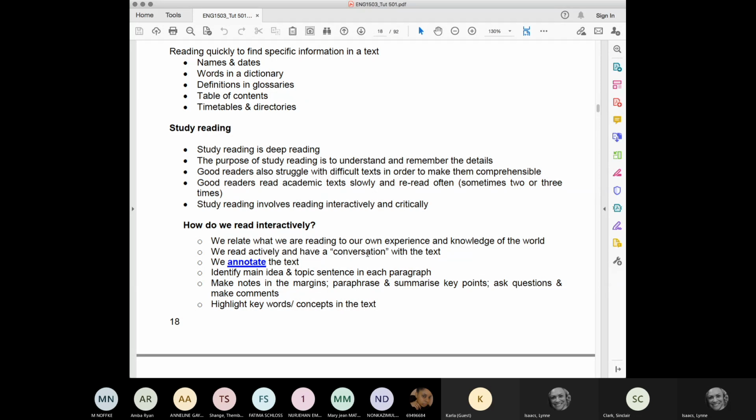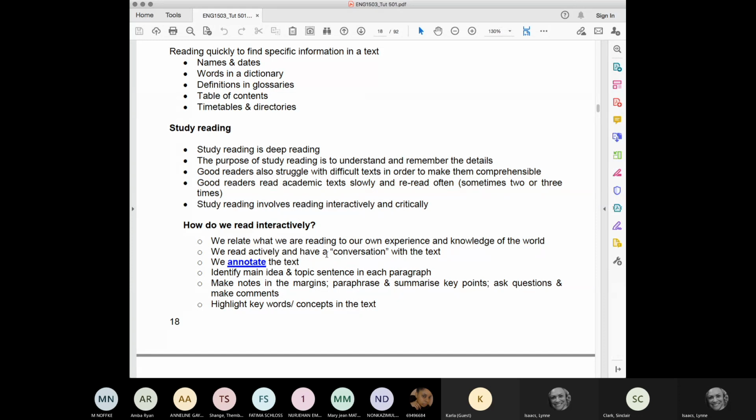Those are the kinds of things that will happen in your mind when you read interactively. Reading is an activity that puts many of us to sleep. Yes, I agree. But when we read actively, we will no longer fall asleep, because the first thing you need to do is have pen and paper with you and make markings on the page that you're reading. And by that, we mean annotate the text.